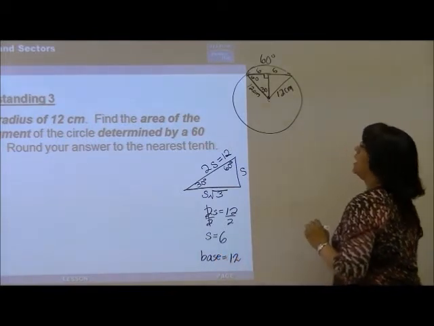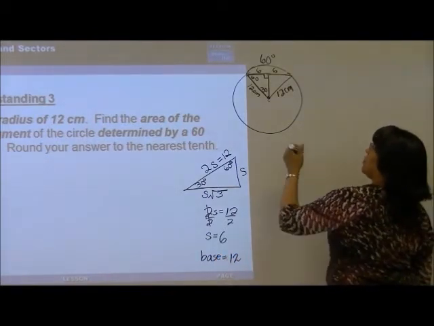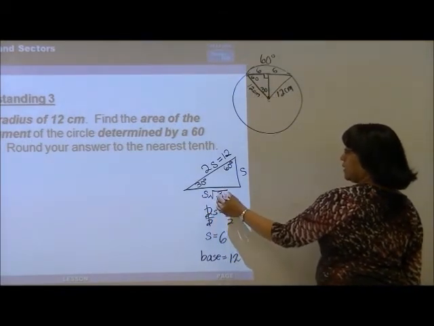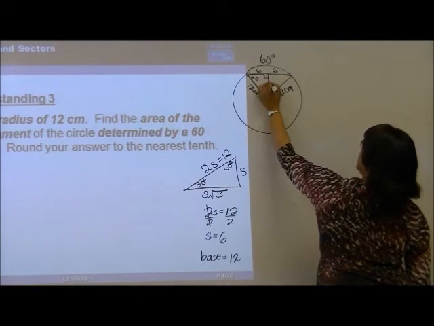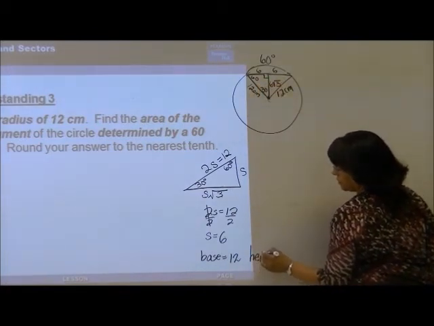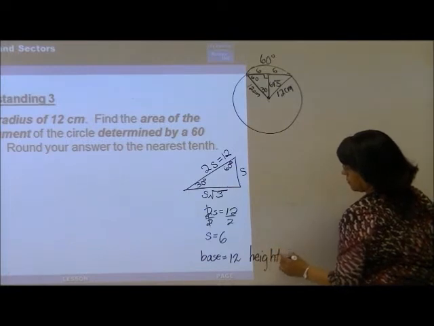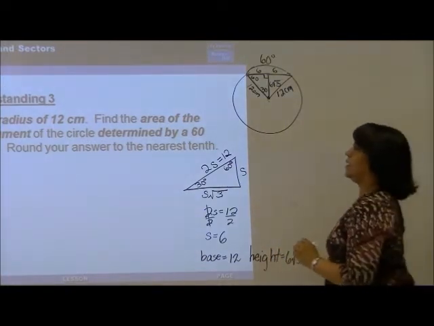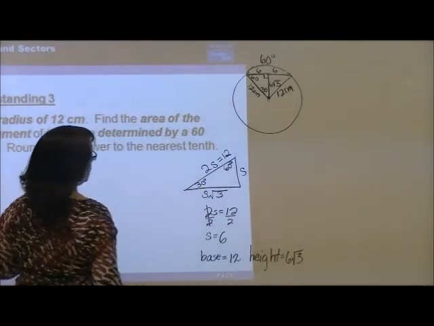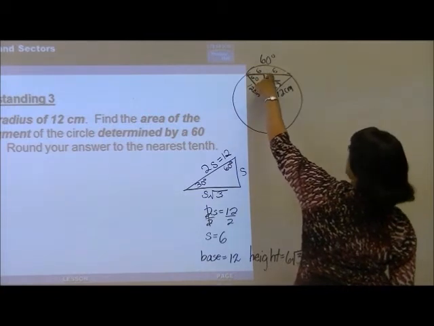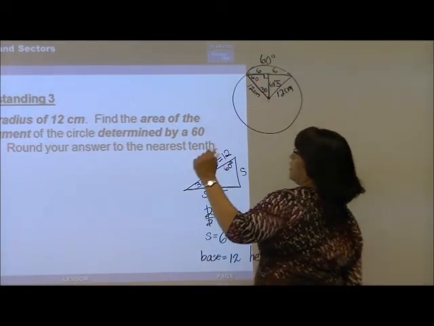Our base is 12. But we want our long leg also, which is our height. Our long leg is just S times the square root of 3. Well, S is 6, so that's 6 square root 3. So now we have our height. Now we can find the area of this entire piece minus the area of the triangle, so we can get that little section right there.